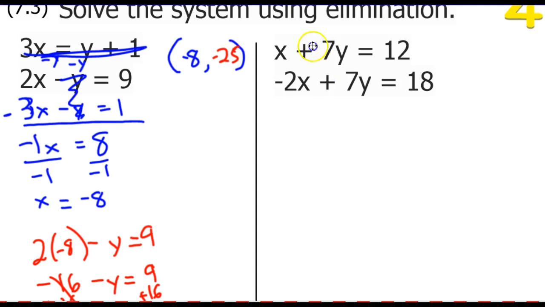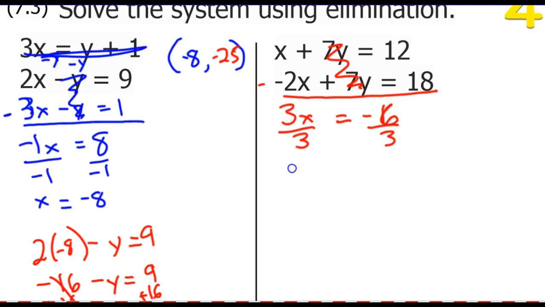Here it looks like we have two 7y's. So what we can do is subtract these two equations to get rid of the y's. x minus a negative 2x, well, those two become positive. So that becomes 3x. 7 minus 7 eliminates. And 12 minus 18 gives us a negative 6. Then we divide by 3, and x equals negative 2.